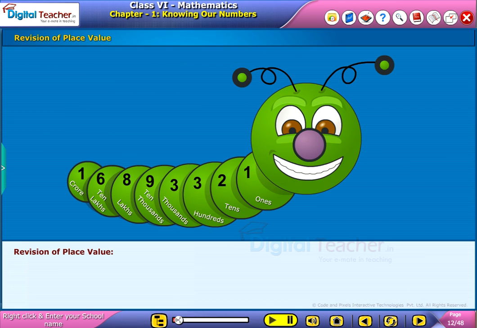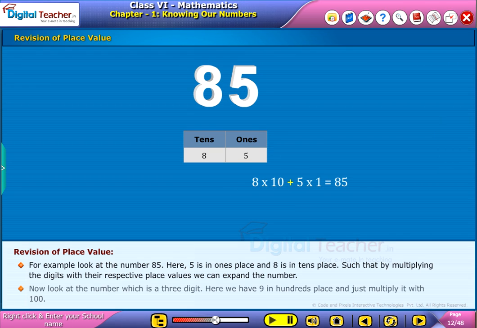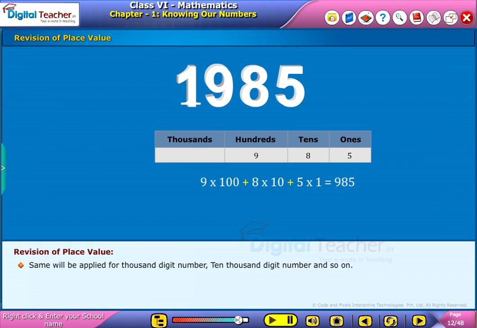Let us revise the concept of how to expand a number using place value. For example, look at the number 85. Here, 5 is in ones place and 8 is in tens place, such that by multiplying the digits with their respective place values, we can expand the number. Now, look at a three-digit number. Here, we have 9 in hundreds place and just multiply it with 100. The same will be applied for thousands, ten-thousands, and so on.